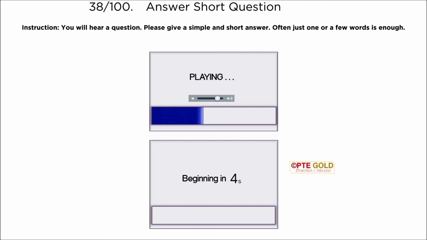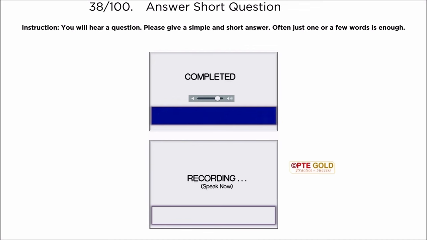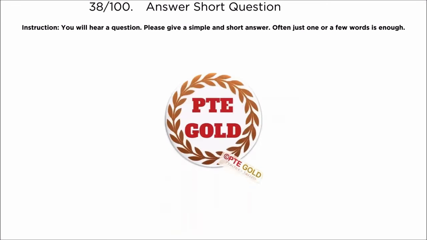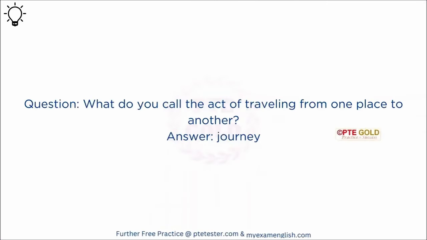What do you call the act of travelling from one place to another? Journey.